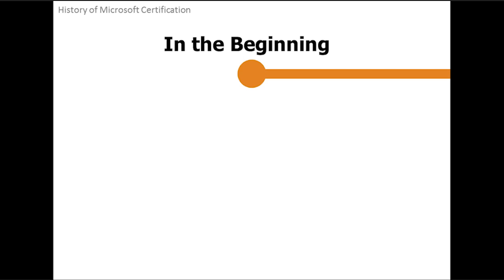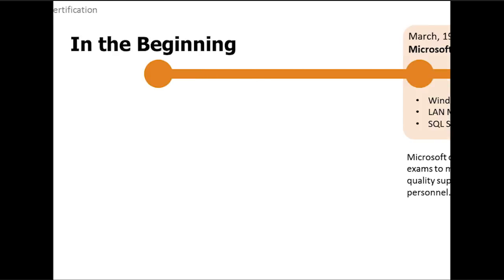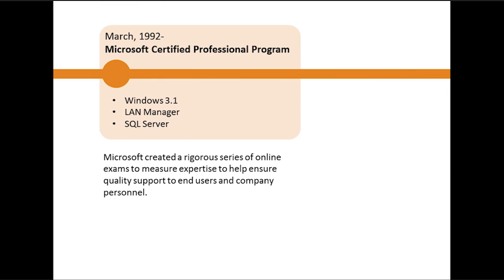So let's go through the history. Okay, in the beginning, back in 1992, which, by the way, if you do your math, you may have seen different advertisements where Microsoft Learning has talked about a 20-year anniversary, 20 years of certification. Well, that's because this all started in 1992. They began the original Microsoft Certified Professional program. And the idea behind this program was to create a rigorous set of exams to measure expertise. Here's the sum up of why they started this whole thing.